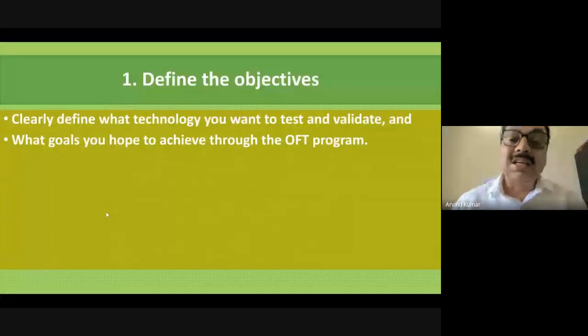In defining the objectives, why you want to test the technology, whether it is going to solve the problem which exists in the area or not, or what you hope to achieve through this OFT. So these are some of the basic questions you must keep in mind.